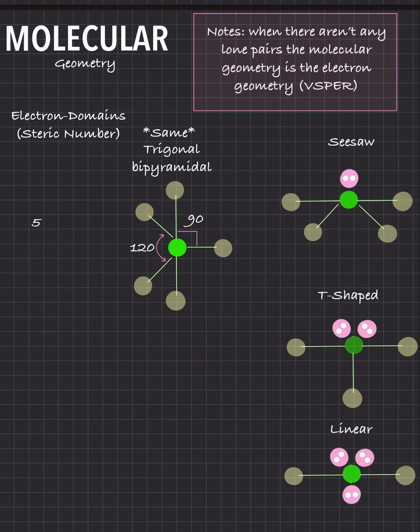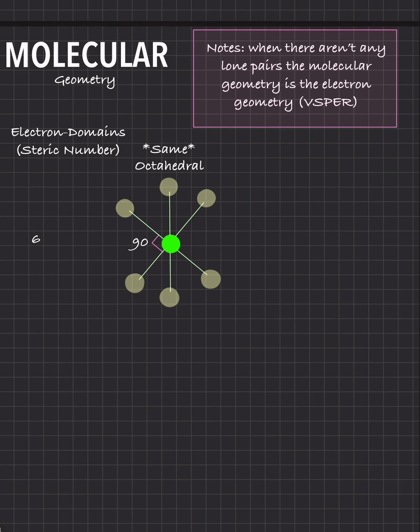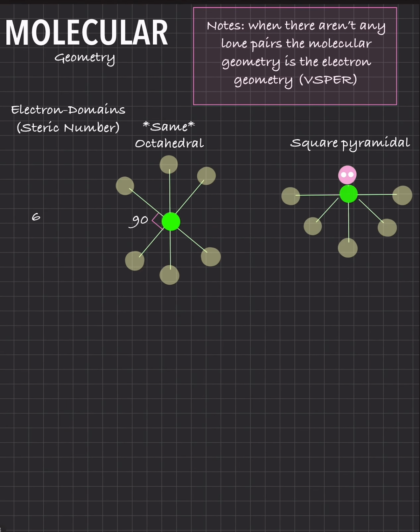Now, linear makes sense. You have 1 line and 3 lone pairs. Again, you're ignoring these. If these didn't exist, you would just see 1 line. That's why it's called linear. You're ignoring the lone pairs in your molecular geometry, okay? And now let's go to number 6, when you have a steric number of 6 groups. If you have 1 lone pair and 5 bonded groups, that's square pyramidal. And if you have 2 lone pairs and 4 bonded, it would be square planar.